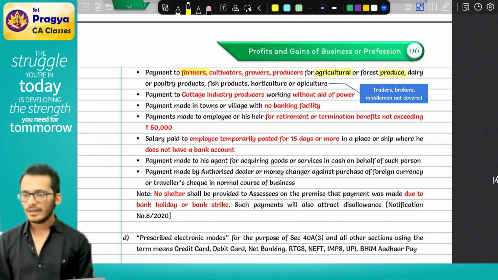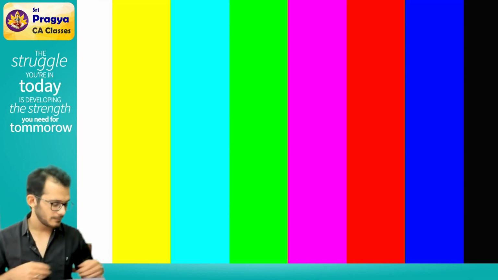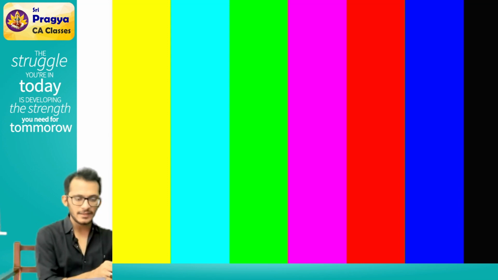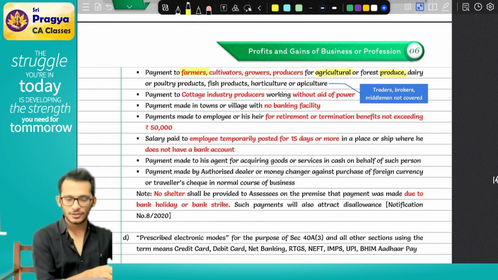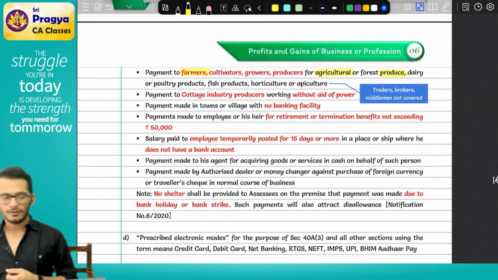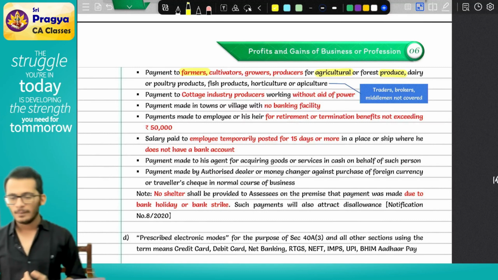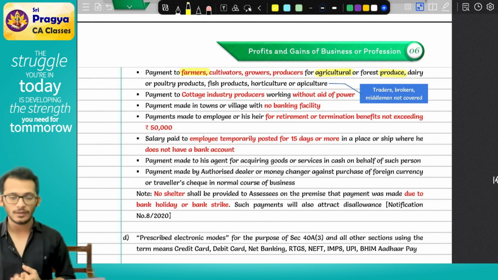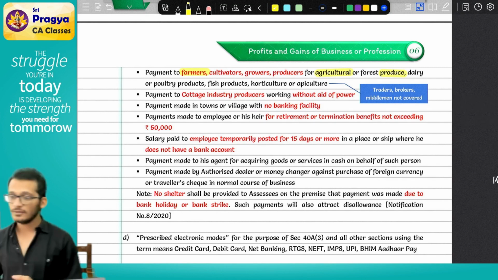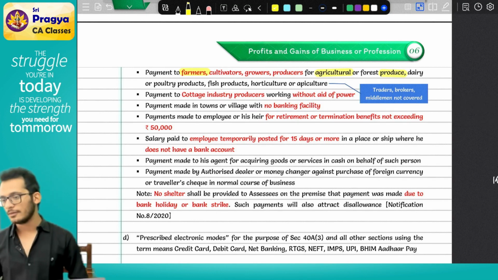There are two words to keep in mind. Word number one is that it should be a farmer. Second word, it should be for agricultural produce. If both conditions are satisfied, you get no disallowance. If none of the conditions are satisfied, you have a disallowance. So two words, both are important.